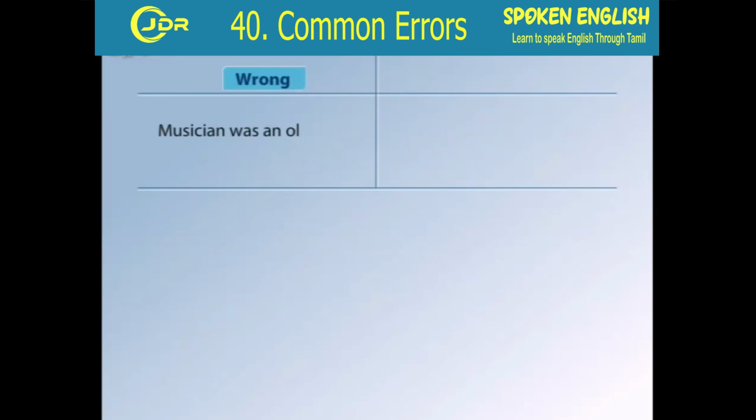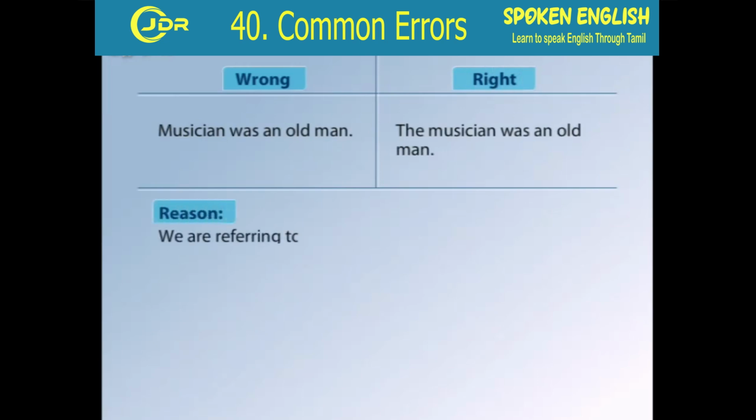Wrong. Musician was an old man. Right. The musician was an old man. Reason: we are referring to a particular musician here, an old man, hence the is needed.